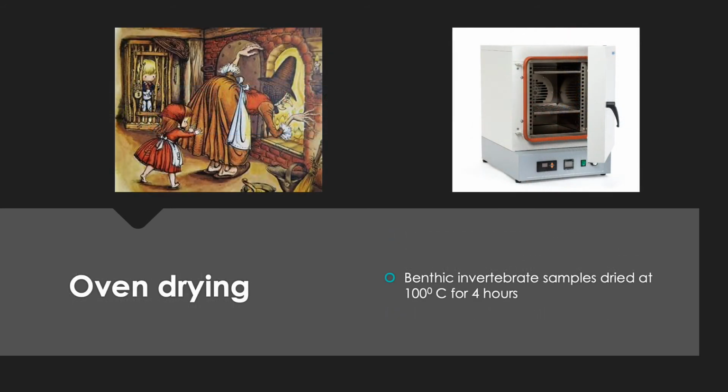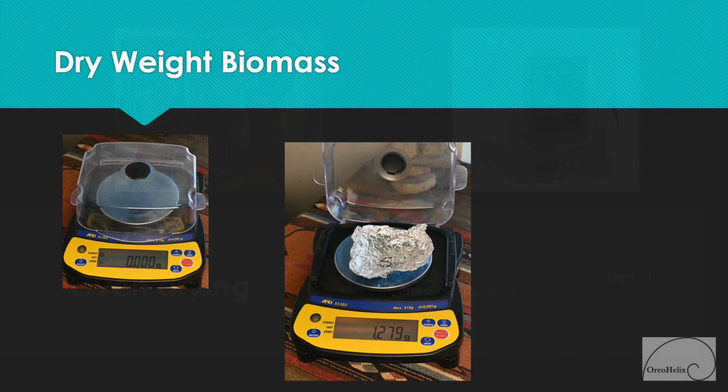Processed benthic invertebrate samples were placed on pre-weighed aluminum foil trays and then dried at 100 degrees C for 4 hours in a drying oven. Dried samples were then weighed to the nearest milligram on an electronic balance like the one shown in this slide.